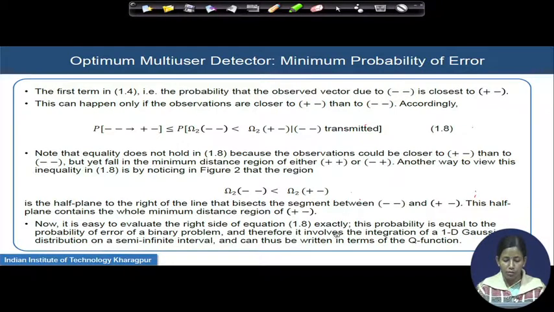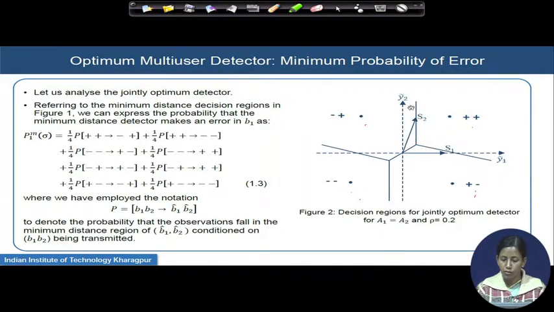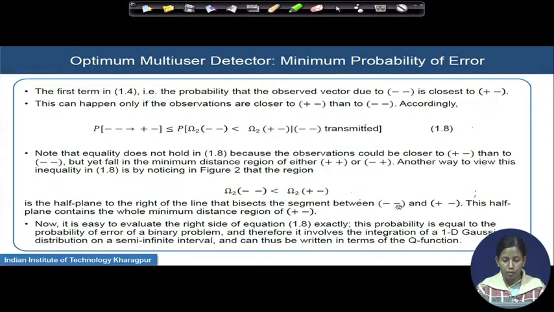Another way to visualize it is something like this. In the figure we have shown that this is the boundary zone of the decision, so you try to see here and map it like this. In figure 1, the region where double minus is closer than plus minus is just the half plane to the right of the line that bisects the segment between this and this. So this half plane contains the whole minimum distance region of plus minus in the figure.